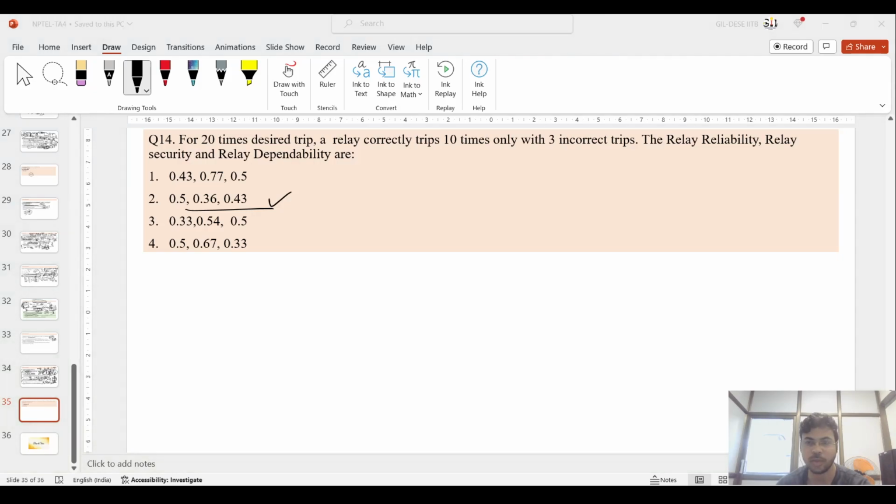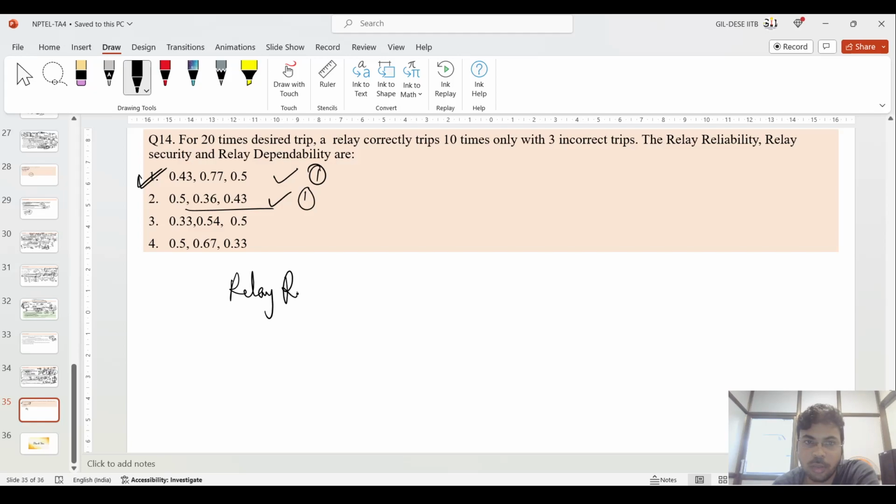Okay. Sidna is saying 2 is the correct answer. One person has given this answer. Anybody else? Okay. Shweta says that option A is correct. Okay. Ritika is also saying A. So let's come to the solution part.